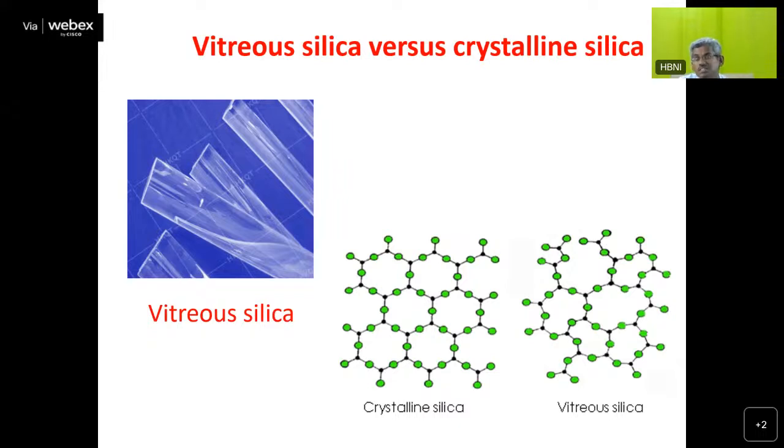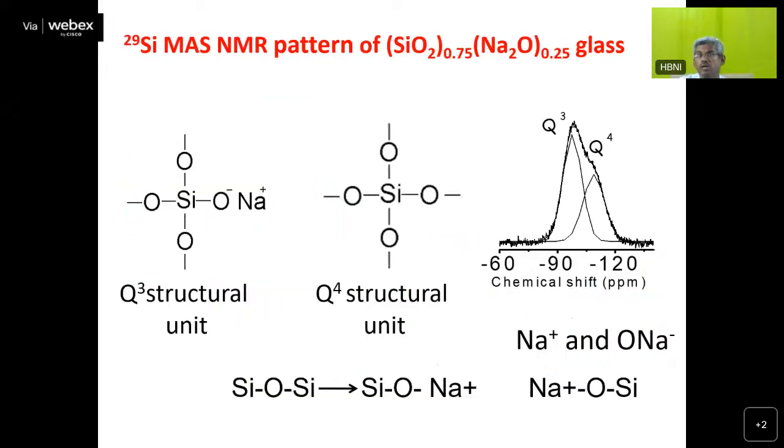So vitreous silica versus crystalline silica is done here. Accordingly, properties also change. Once it is a crystalline material, there are other properties. Whereas in glassy material, brittleness comes into the picture, and the thermal expansion coefficient can vary compared to that of the crystalline material. Hardness can vary. Many of the mechanical properties can change as you convert from crystalline to glassy materials. So this I probably told in the last class also.